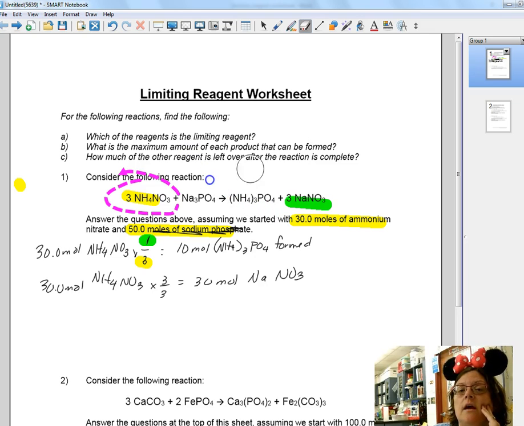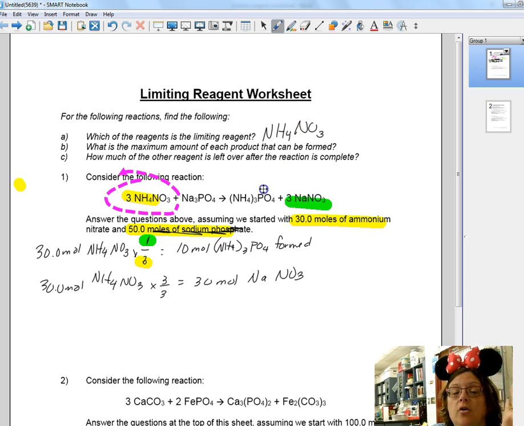So question A was which is limiting. We calculated limiting: NH4NO3. And then we calculated the maximum product of each: 10 moles of ammonium phosphate and 30 moles of sodium nitrate.